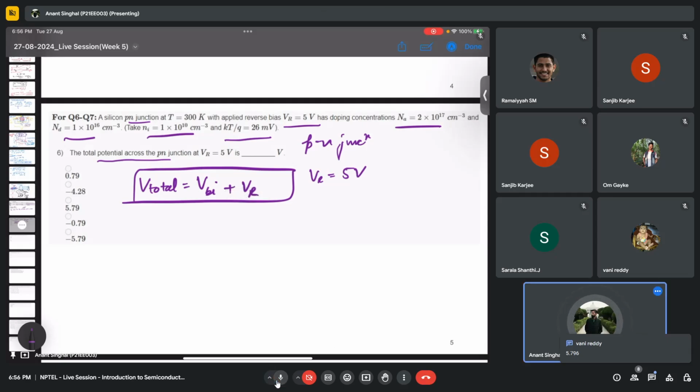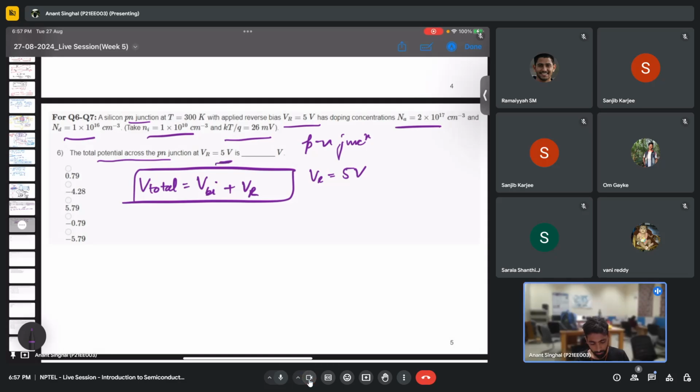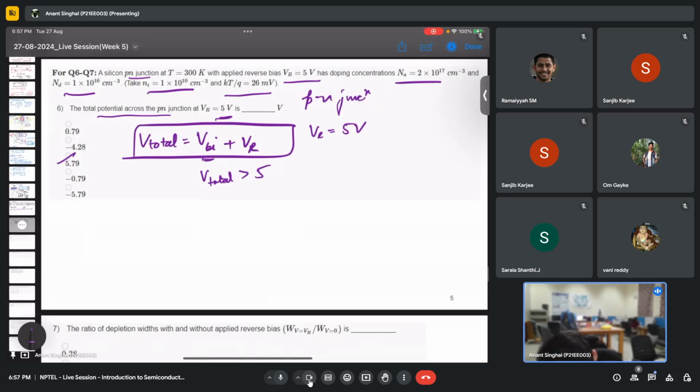I've got one answer as 5.796. So I'll wait for maybe one more answer and then I'll solve it. This is very straightforward, I guess. You don't even need to solve it after seeing all the options. So let me do it. First of all, since VR is 5 and VBI will be something positive, the V total should be greater than 5. So there is only one option, which is 5.79. So you don't even need to solve it, but we can solve it.